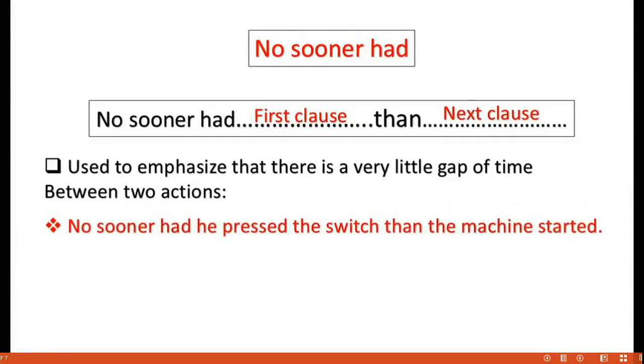In this slide we find the usage of no sooner had. Here you find the structure no sooner plus first clause, which will be in past perfect tense, and then next clause, which will be in past indefinite tense. So no sooner plus past perfect plus then plus past indefinite. And this structure is used to emphasize that there is a very little gap between the time of two actions.